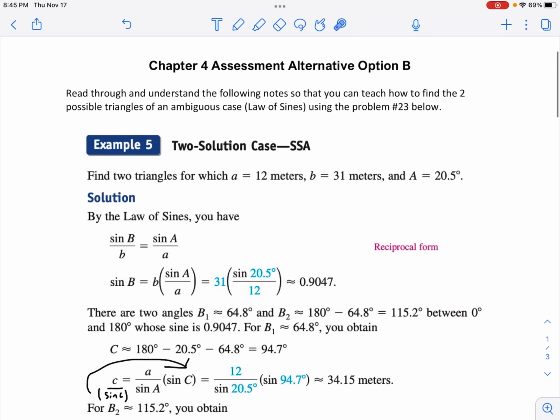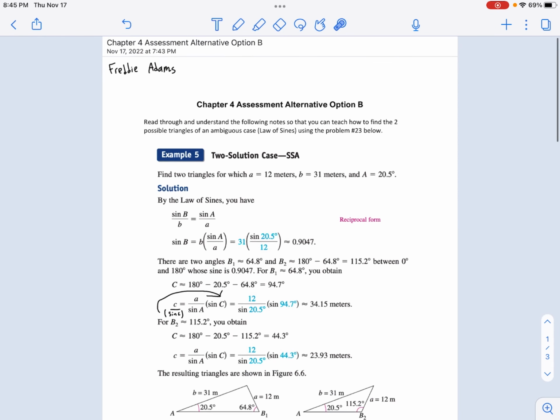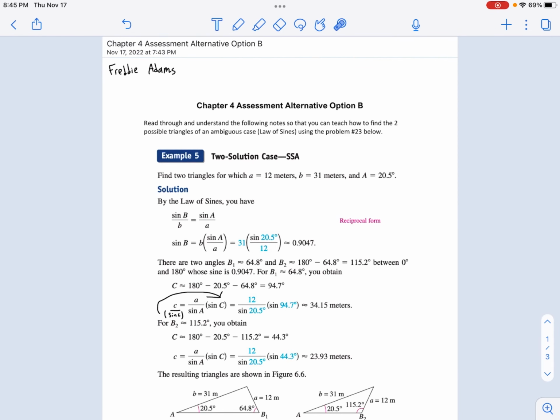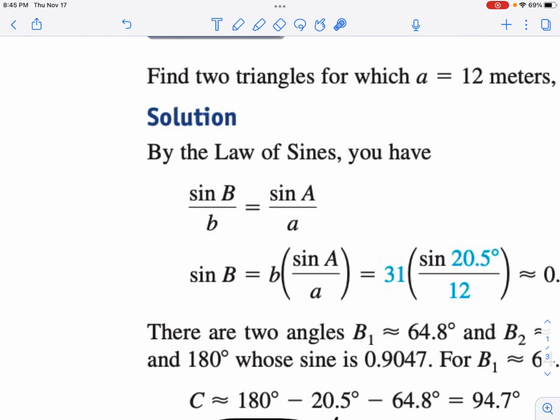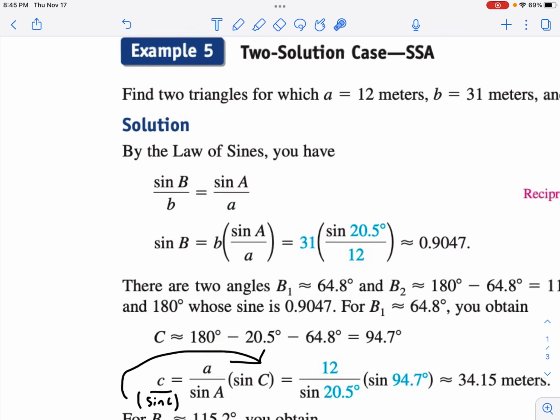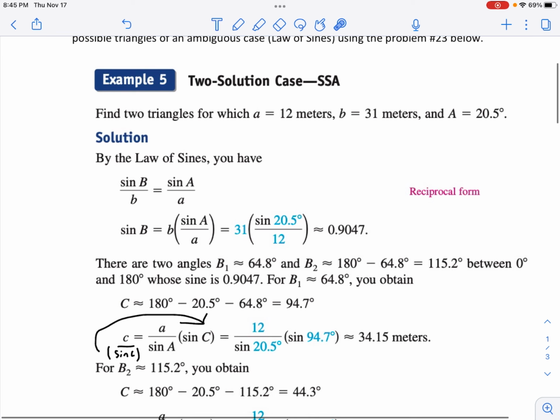So when you do law of sines, you always have sin B over b equals sin A over a, the capital B being the angle and the lowercase b being the length of the side. So that's equal to sin C over c and all of them.